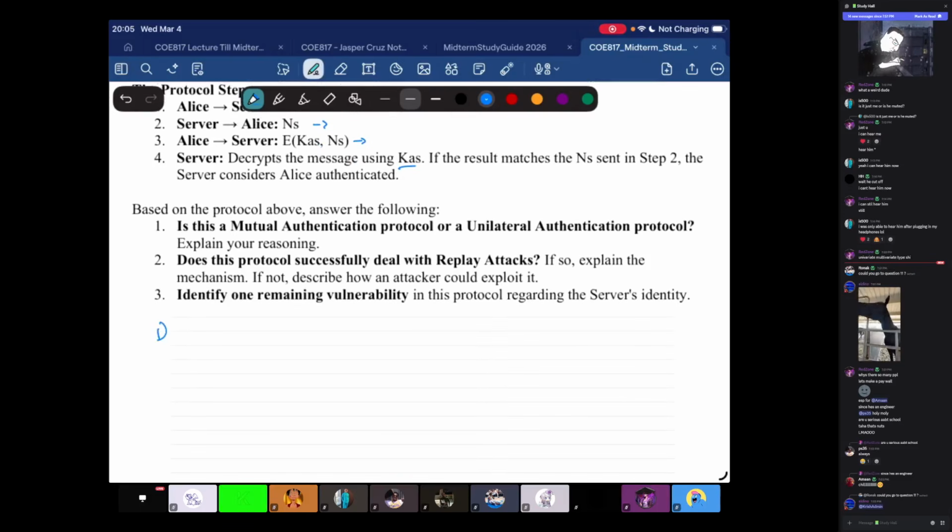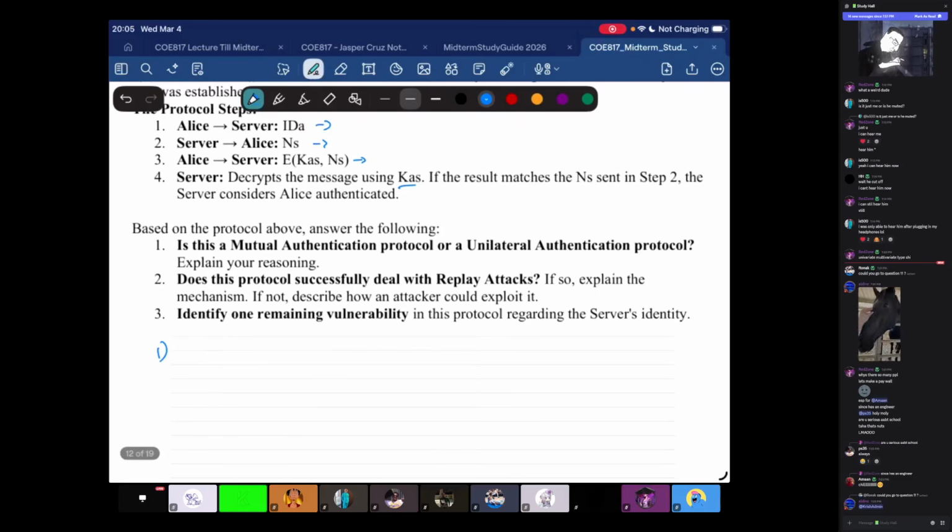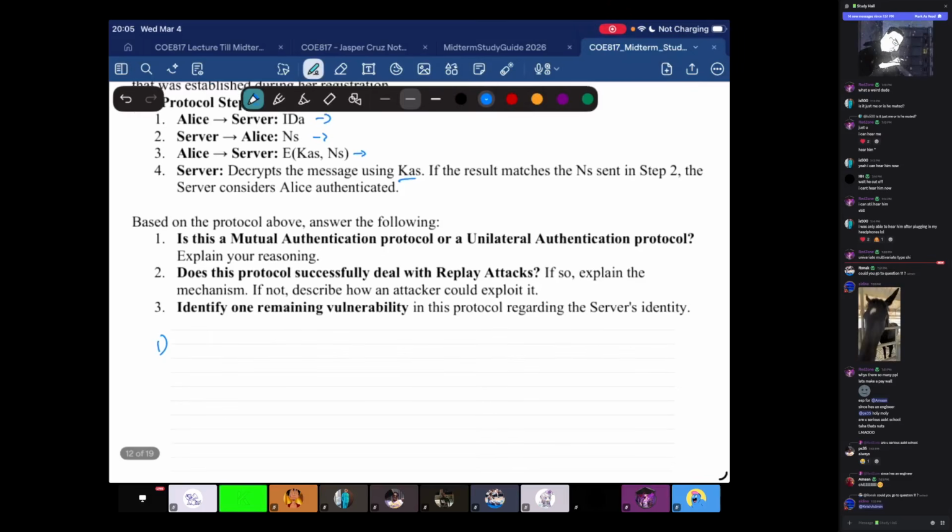So for part 1, is this a mutual authentication protocol or a unilateral authentication protocol? Explain your reasoning. As we know from one of the previous multiple choice questions, mutual authentication protocol is when both Alice and the server have authenticated each other. In this case, the server is the only one to decrypt the message, and it just verifies what was sent in step 2. If it verifies that, then Alice is authenticated. But in the sequence provided, since we don't have Alice verifying the server, we consider this communication unilateral.